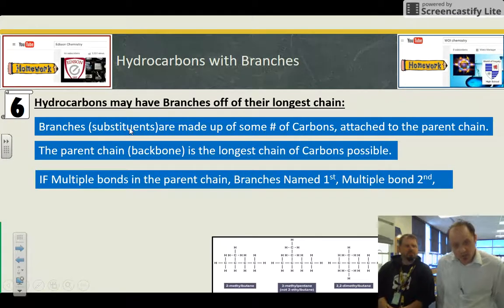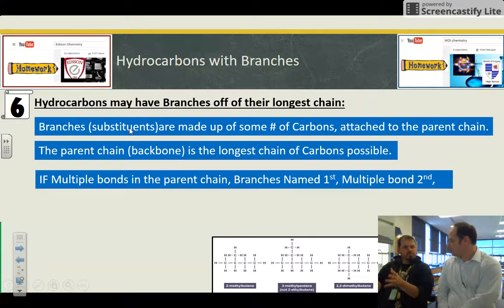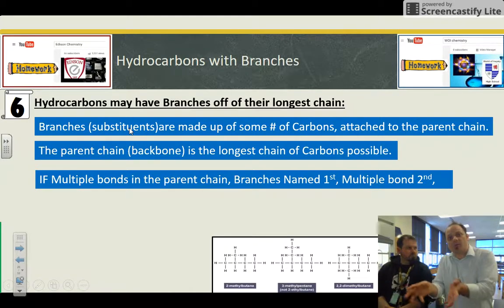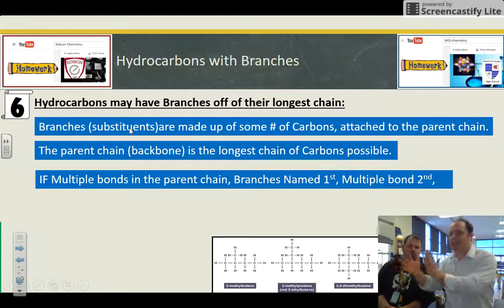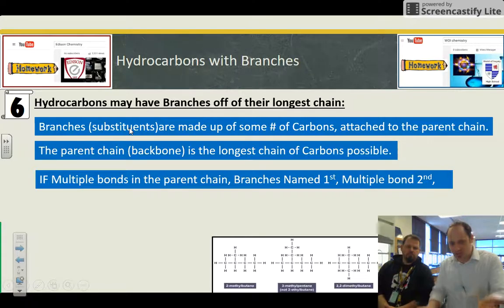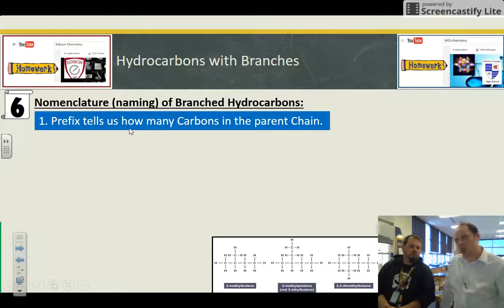If multiple bonds are in the parent chain, so if you've got branches and double and triple bonds coming up, we always name our branches first. They're going to be at the first part of the molecule's name. Then we put a number with an address of where the multiple bond is in the parent chain piece of the name, because that part tells you if it's an ene or a yne, an alkene or an alkyne, a double or a triple bond. The number needs to be close to the end of that. We're going to see in this example numbers showing up in different places, and maybe some commas, but we'll show you.